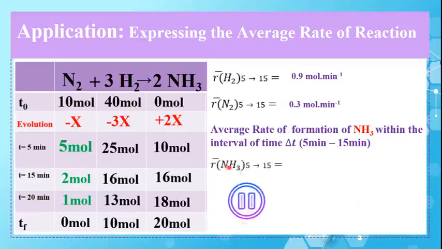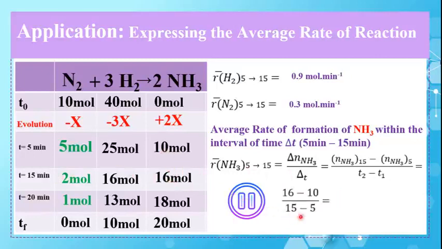The average rate of formation of NH3 in the interval of time 5:15 is equal to delta n of NH3 over delta t. We don't put a minus here since NH3 is a product and the value of delta n is positive. It is equal to the number of moles of NH3 at t equal 15 minus the number of moles of NH3 at t equal 5, over t2 minus t1, equals 16 minus 10 over 15 minus 5. 16 minus 10 is equal to 6 over 10 equals 0.6 mol minute minus 1. The three values of rate are different.